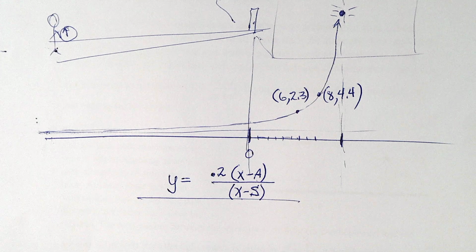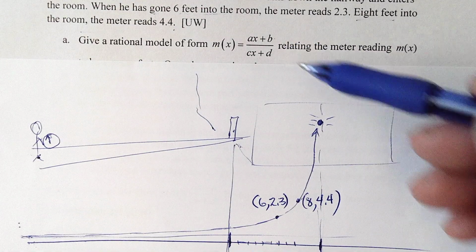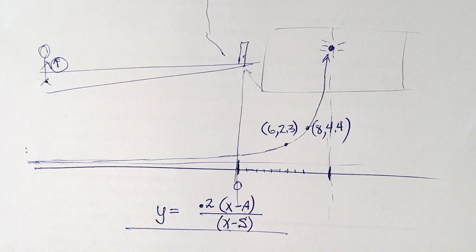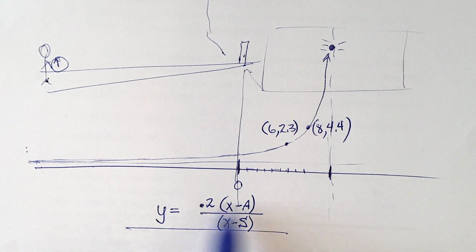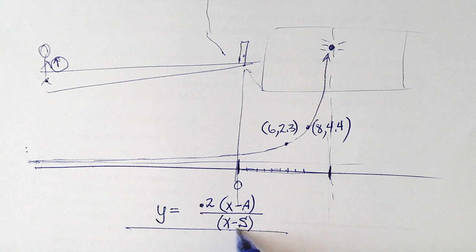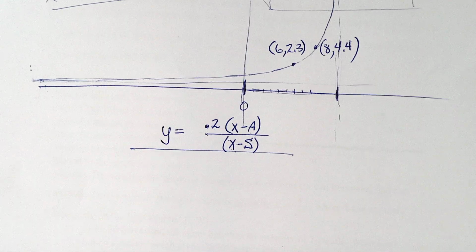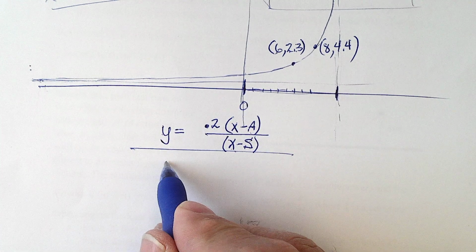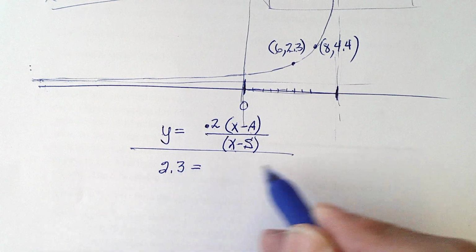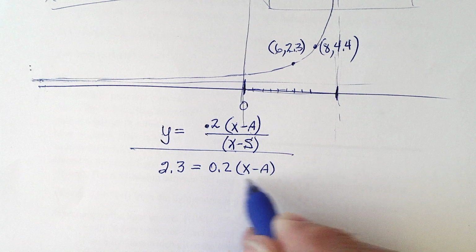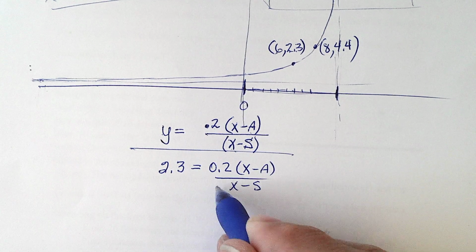So the equation isn't the right model for what's going on. So I'm going to redo this one for a model that fits this situation better. But let's go ahead and get the answer they got in the book, by doing this. They wanted to know how far in the room was the source. So we're looking for S. We put 6 in for the X's, and we're supposed to get 2.3. So 2.3 is supposed to be 0.2 times X minus A over X minus S.